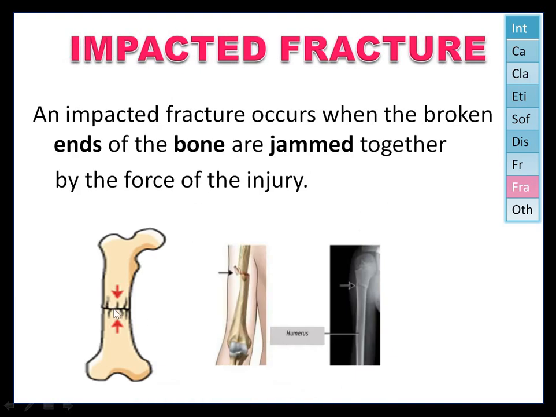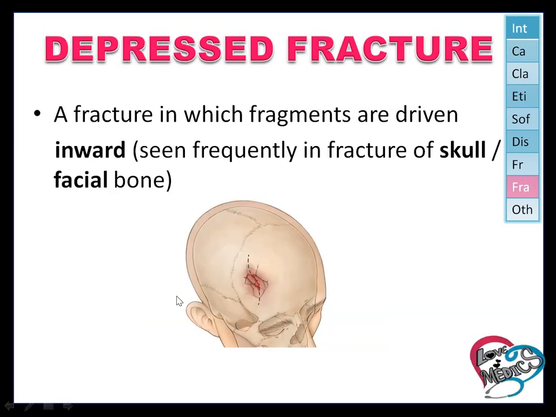Impacted fracture: both ends of the bone fragments are impacted, which means damaged. So it is called an impacted fracture. Impact in between the two fragments of bone. Depressed fracture: the fracture in which the fragments are driven inward. The bones are going to invert into the body. So it is commonly seen in skull fracture or facial fracture.